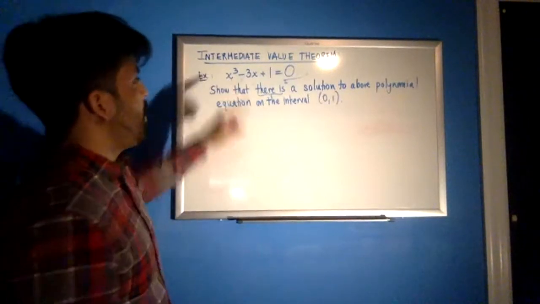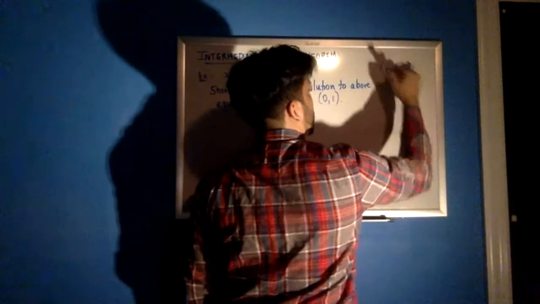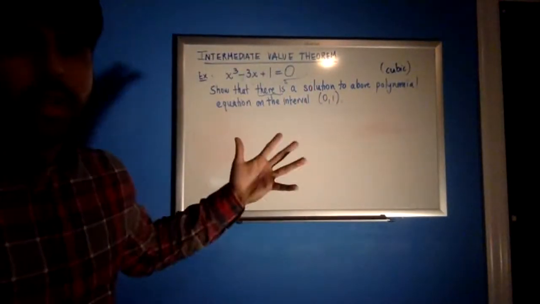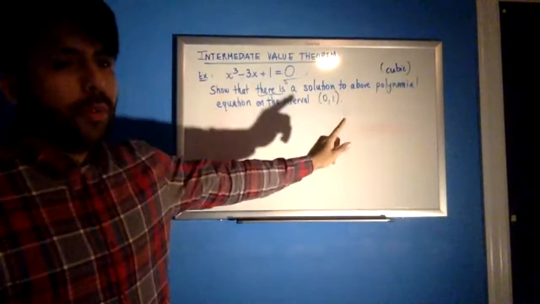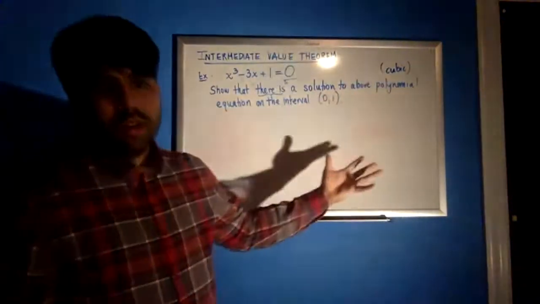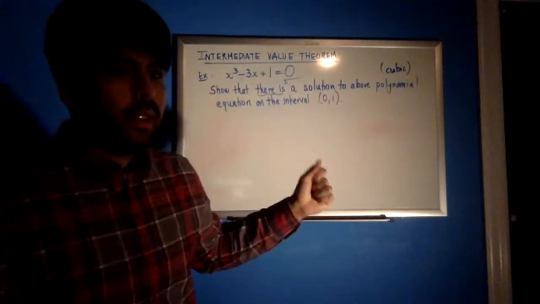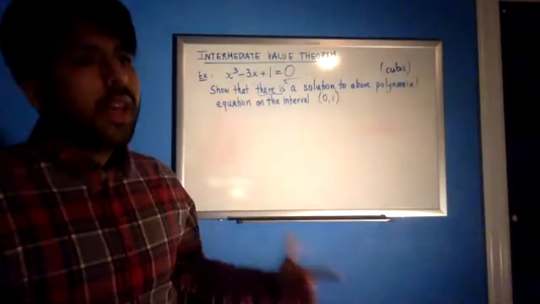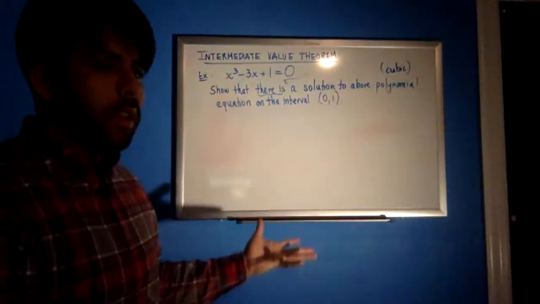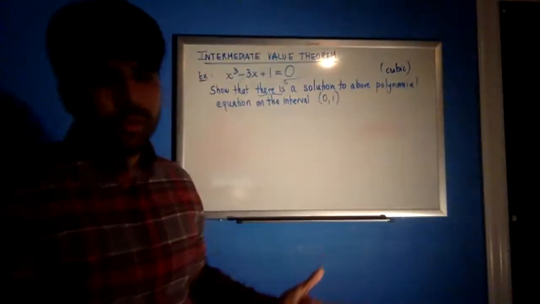So this is a cubic polynomial, and we kind of should know what cubic polynomials look like, right? The most important thing is that the cubic polynomial, or polynomials in general, are continuous. The intermediate value theorem is based upon the fact that the function that we're talking about is continuous. If the function is not continuous, this theorem is not applicable.